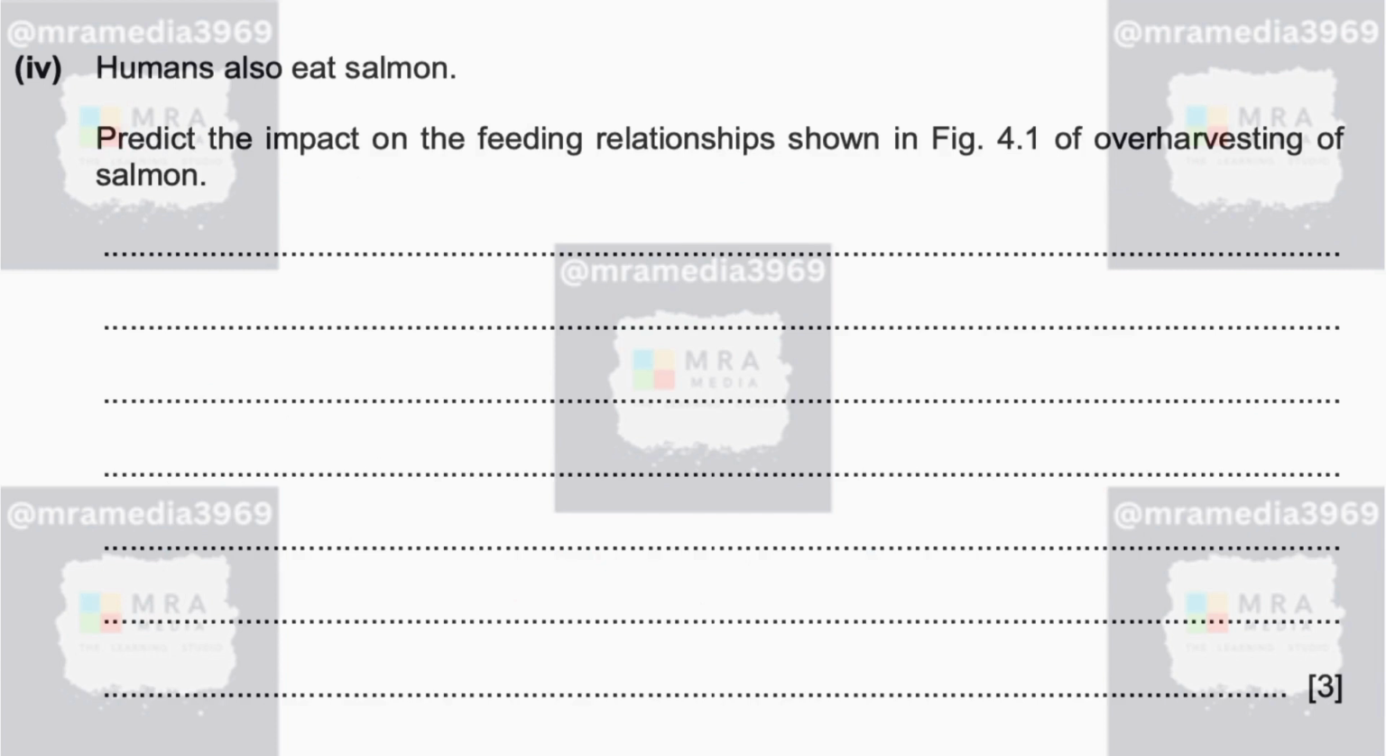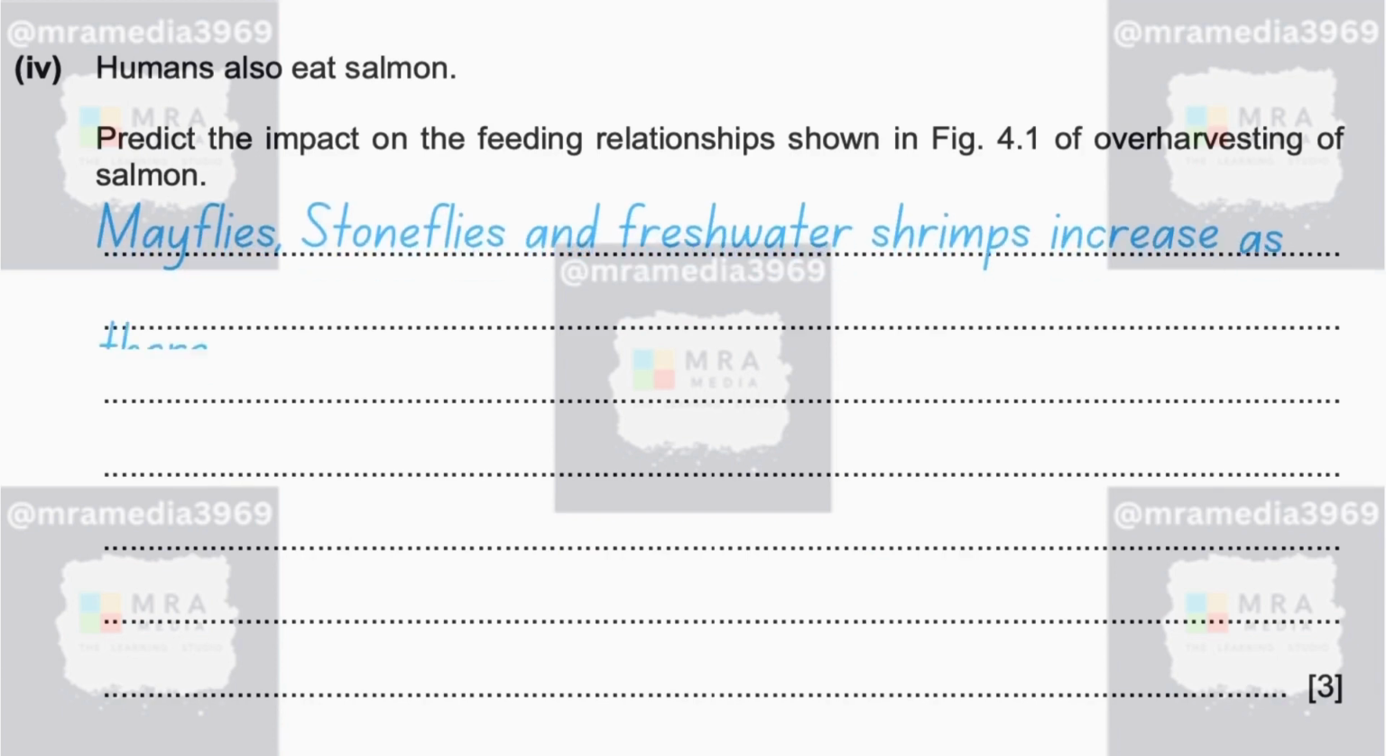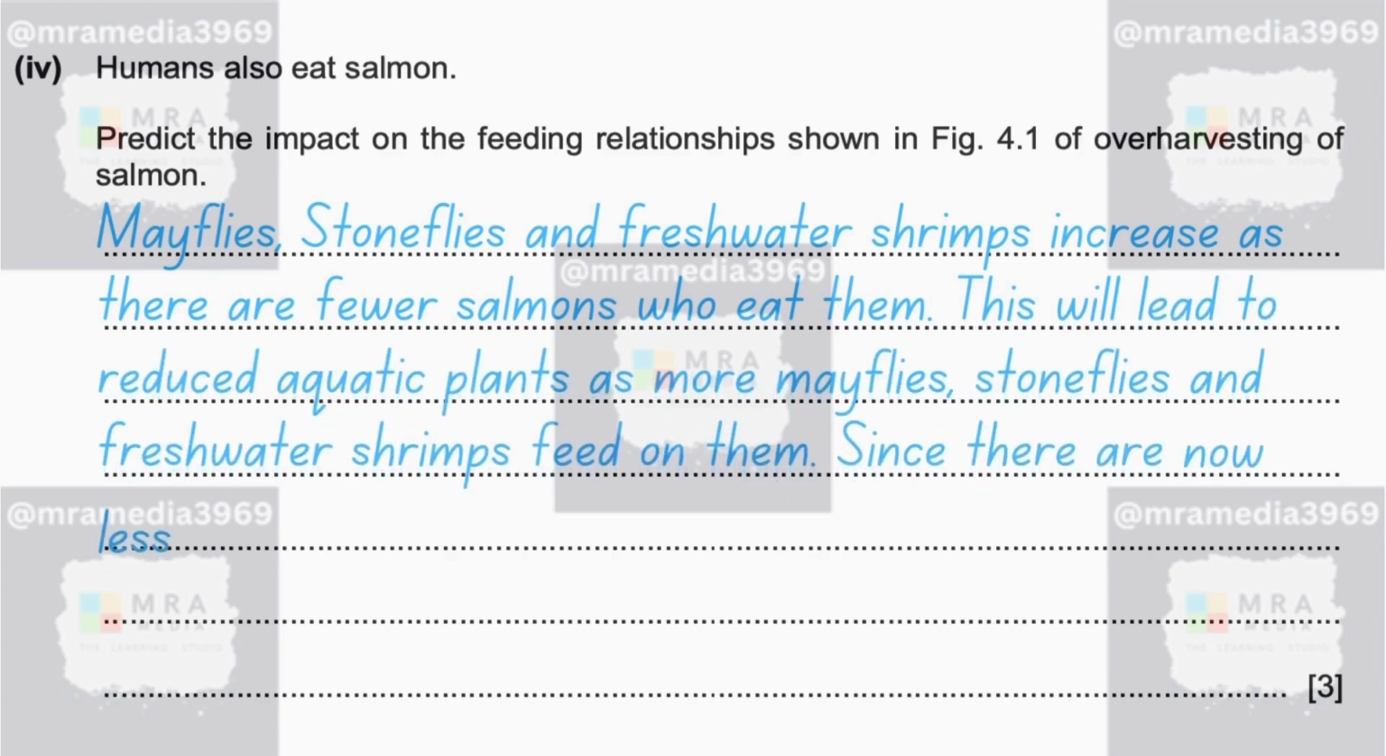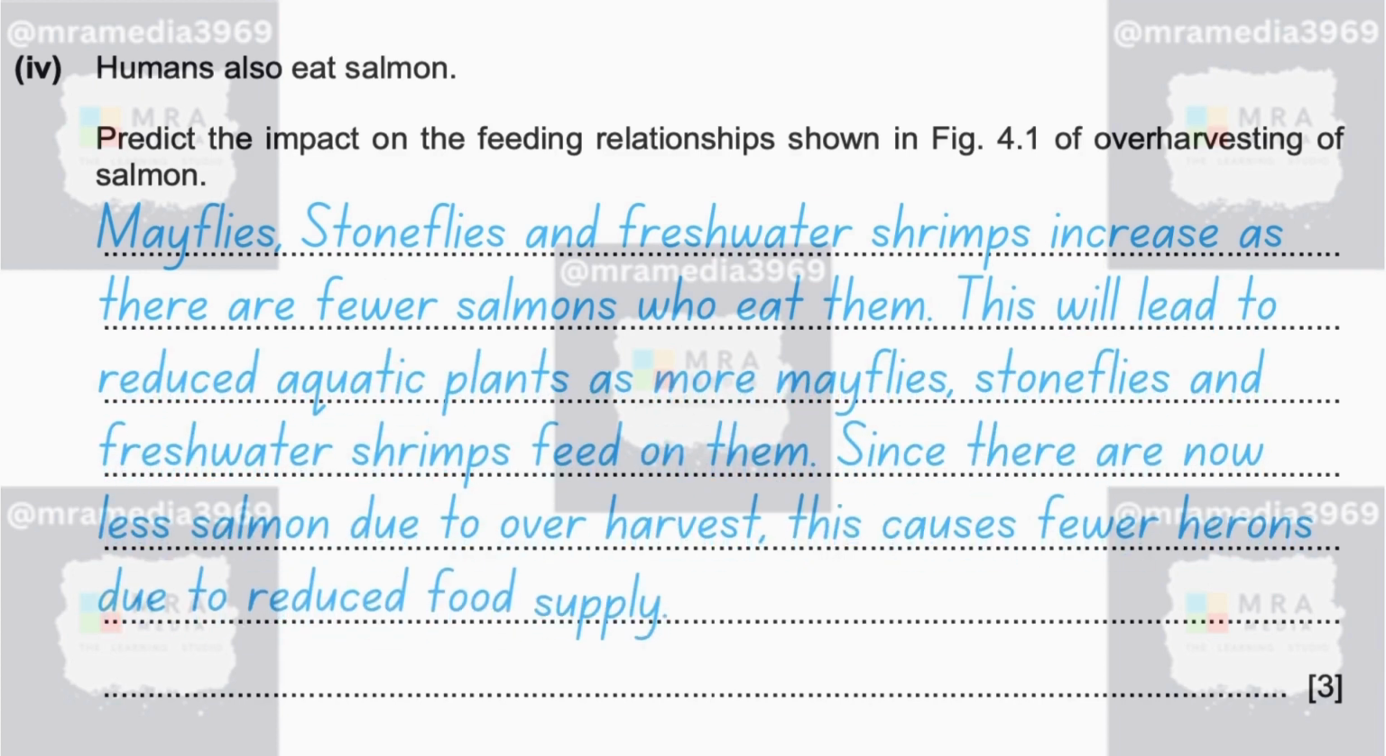Humans also eat salmon. Predict the impact on the feeding relationships shown in Figure 4.1 of overharvesting of salmon. Mayflies, stoneflies, and freshwater shrimps increase as there are fewer salmon who eat them. This will lead to reduced aquatic plants as more mayflies, stoneflies, and freshwater shrimps feed on them. Since there are now fewer salmon due to overharvesting, this causes fewer herons due to reduced food supply.